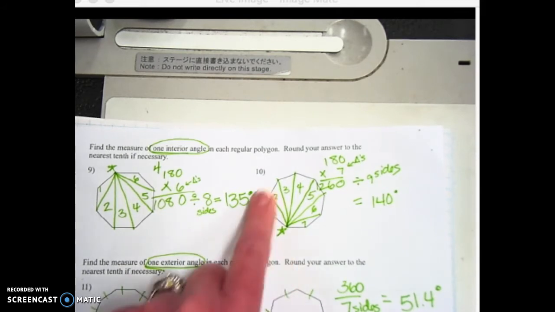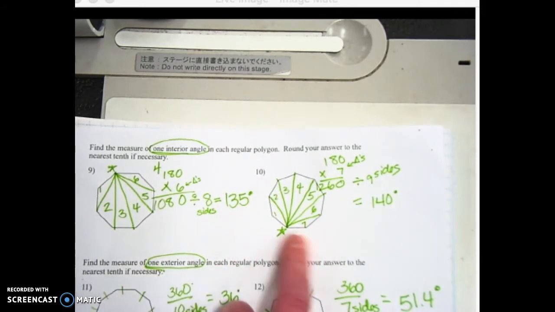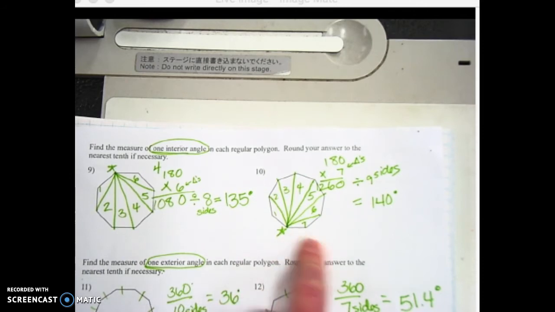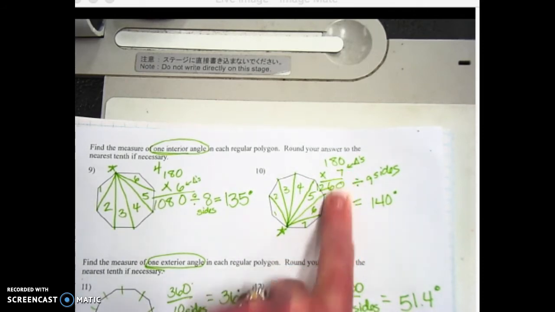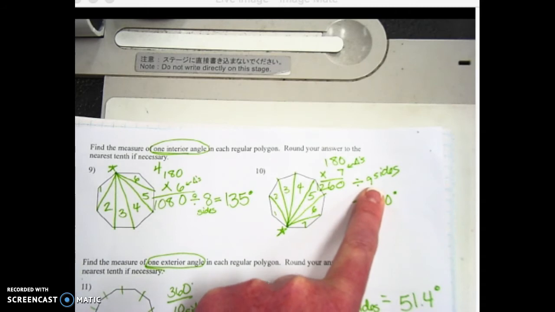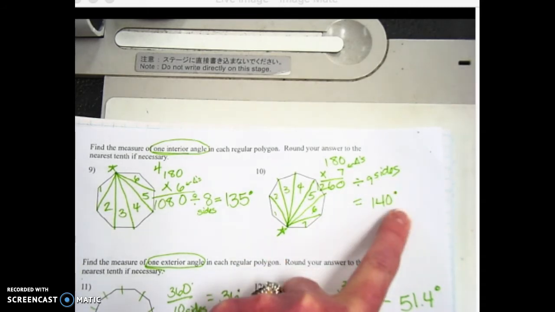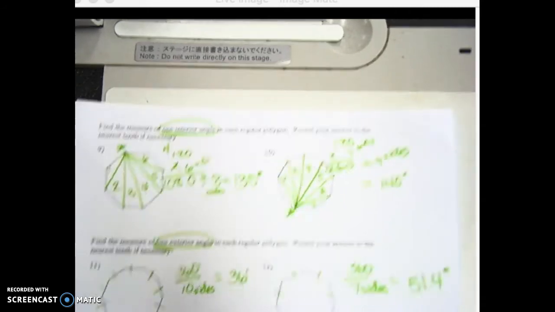to get 1 interior angle. Number 10, you would figure out that there are 7 triangles. Multiply by 180. Then divide by 9, which is the number of sides. You should get 140 degrees.